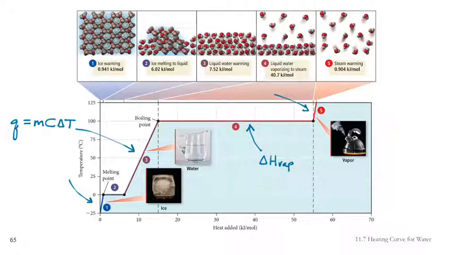Down here in line segment 2, what's happening? It's melting. And what's the fancy word for melting? Fusion. So for that one, we need to use the heat of fusion. So we can calculate from negative 25 degrees to plus 125 degrees, because that's what's shown in this graph.